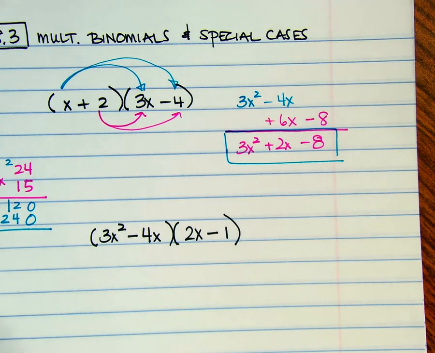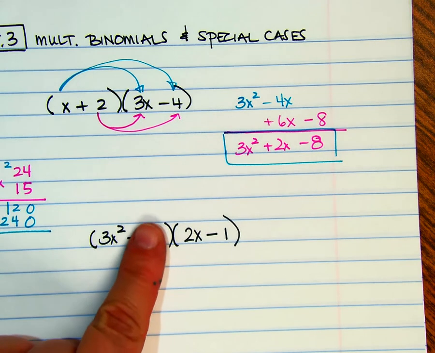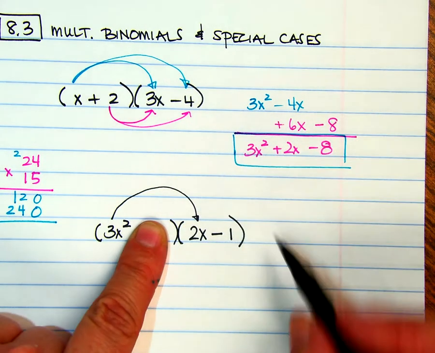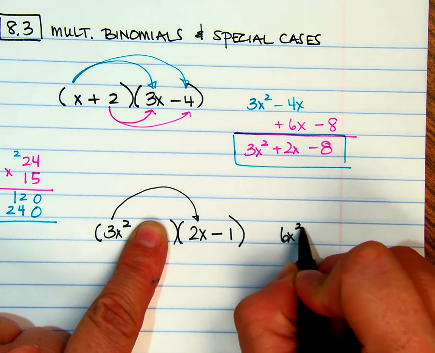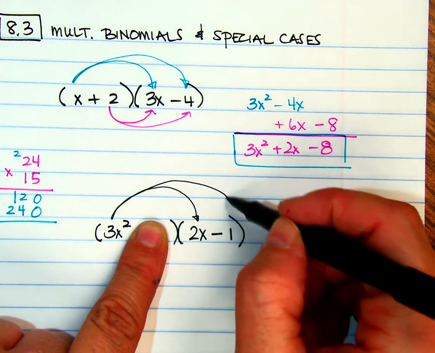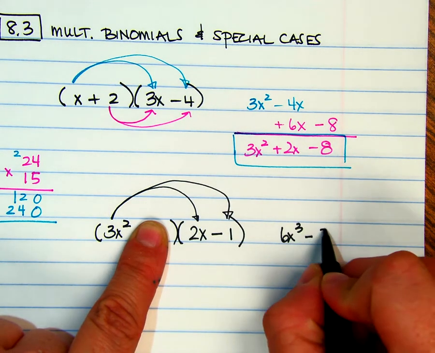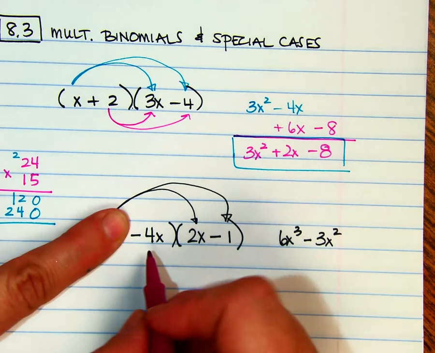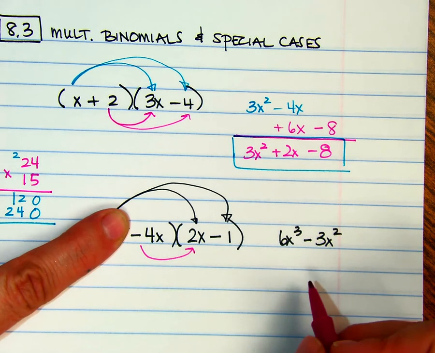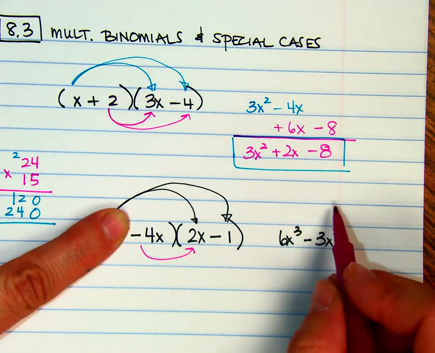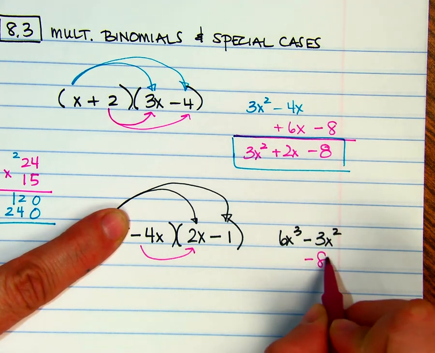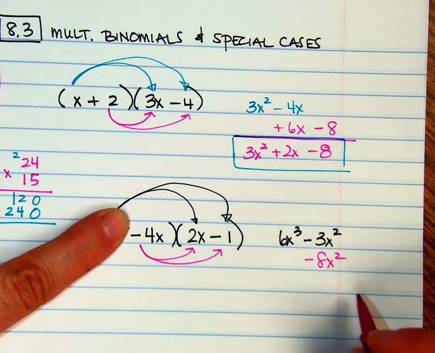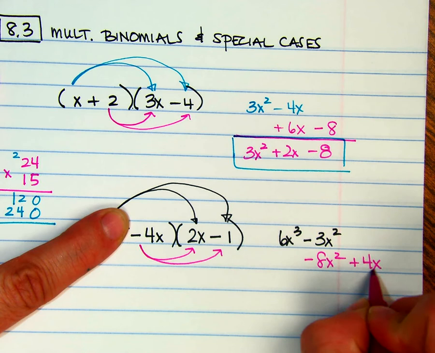Okay, so a little bit bigger. Again, I'm going to do the same thing. I'm going to cover up my negative 4x. 3x squared times 2x gives me 6x to the third. Take that term times a negative 1 gives me a negative 3x squared. With my negative 4x times 2x, I get negative 8x squared. Again, I already have an x squared term, so I'm going to go ahead and line them up. And then negative 4x times a negative 1 gives me a positive 4x.